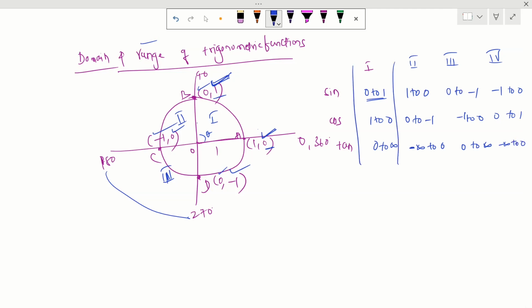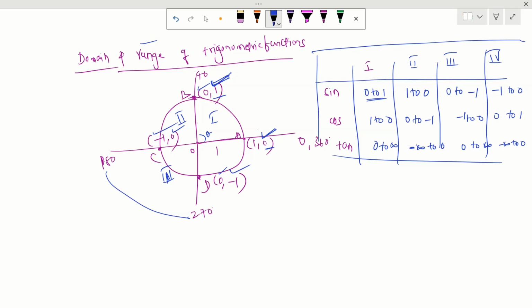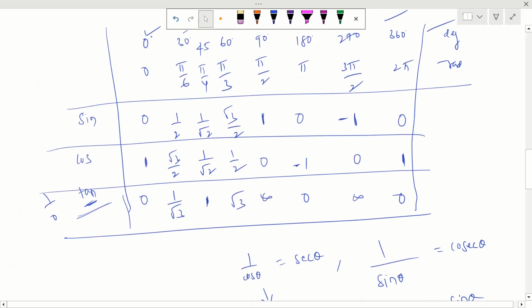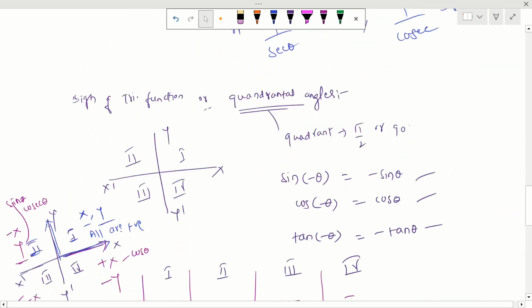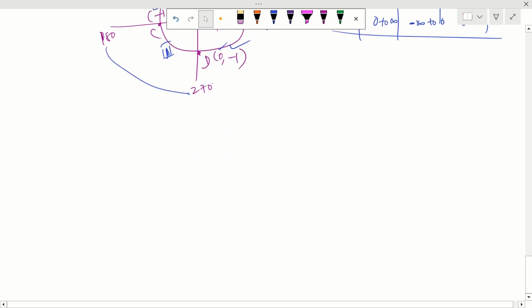These are the range and domain of the trigonometric functions. You can easily identify these from the table. Yesterday we discussed this table. From this table you can write these things. This is for the understanding, to know which value increases and decreases. Understood. Now we come to some examples.